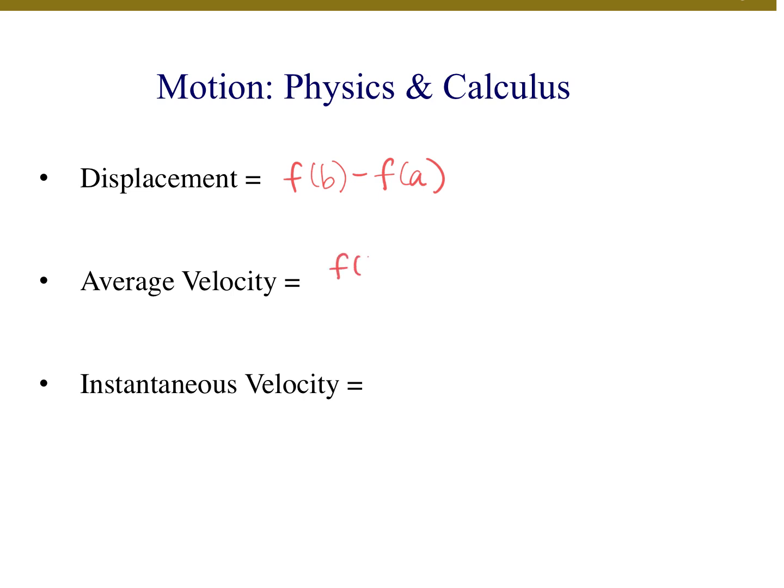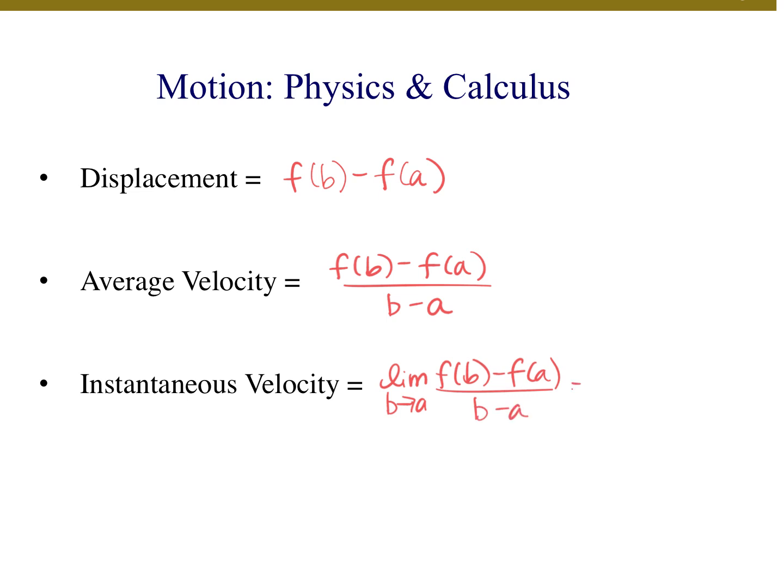Average velocity, f of b minus f of a over b minus a. So it's the division that changes it from displacement to average velocity. And then instantaneous velocity, we've seen this already. The definition is the inclusion of the limit, which we now are going to call f prime of time. Okay, so watch your words and watch your vocab.